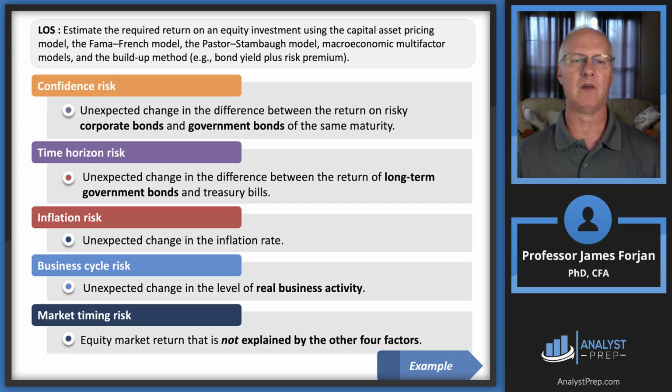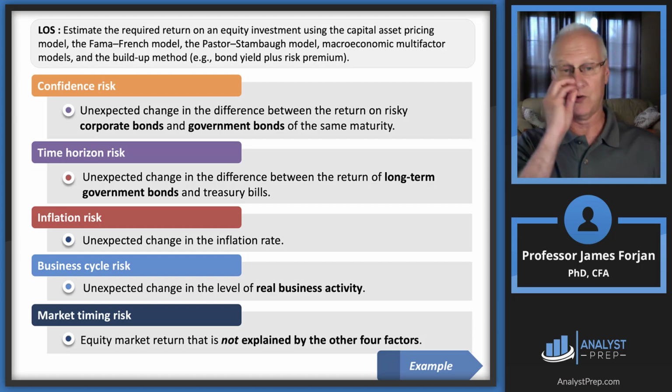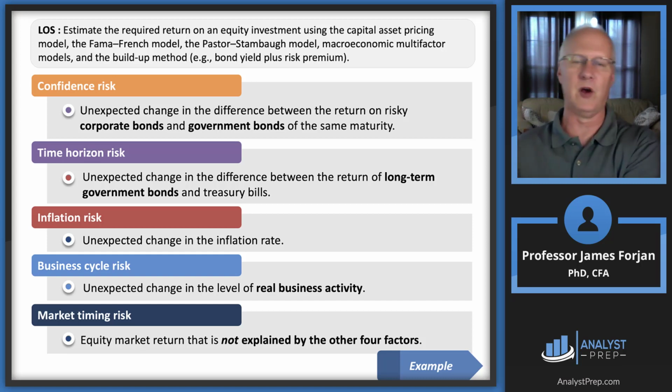Time horizon, of course, what do we know? We know that interest rate risk is higher for longer term bonds, which means that time horizon risk has to have something in that inside of its definition. Unexpected change in the difference between the return on long-term government bonds and treasury bills. That's a time horizon risk. So sometimes we may not care if we own a 50-year or a 100-year bond, but sometimes we might, right?